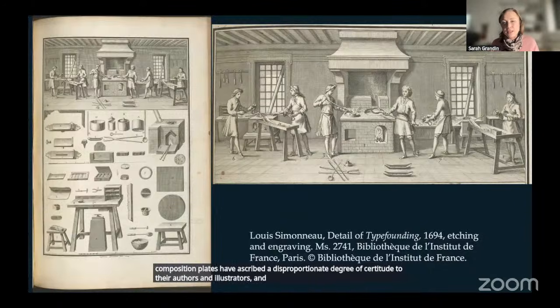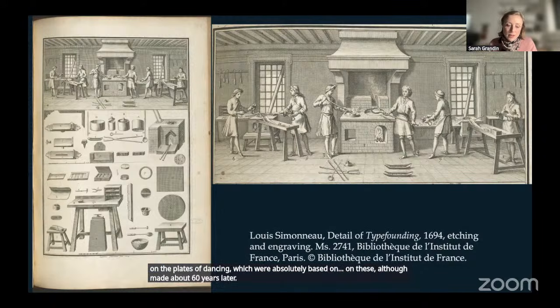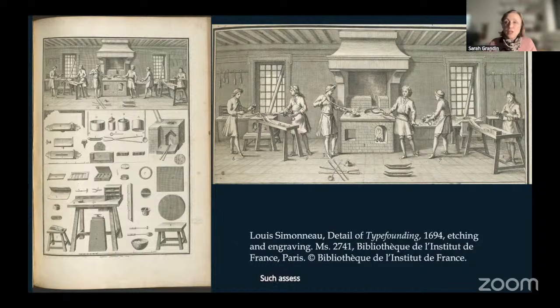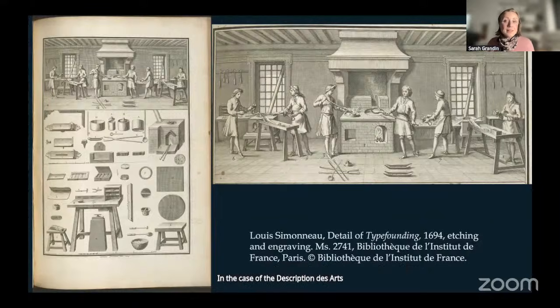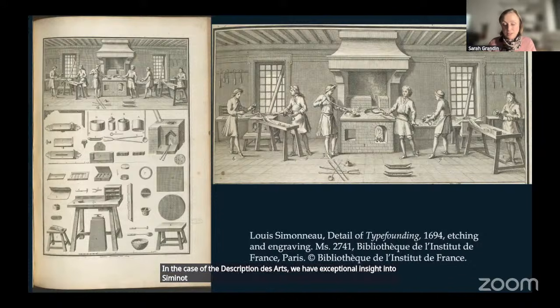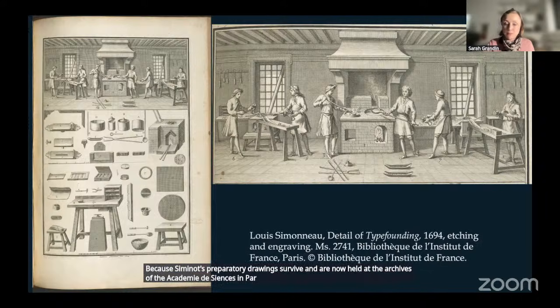And this is something that you see in particular in literature on the plates of the Encyclopédie, which were absolutely based on these, although made about 60 years later. Such assessments set printmakers in trenchant opposition to the embodied knowledge of the workshop. In the case of the Description des Arts, we have exceptional insight into Simonot's process of correction, the processes by which unity in the plate was achieved, because Simonot's preparatory drawings survive and are now held at the archives of the Académie des Sciences in Paris and also at the Bibliothèque de l'Arsenal.